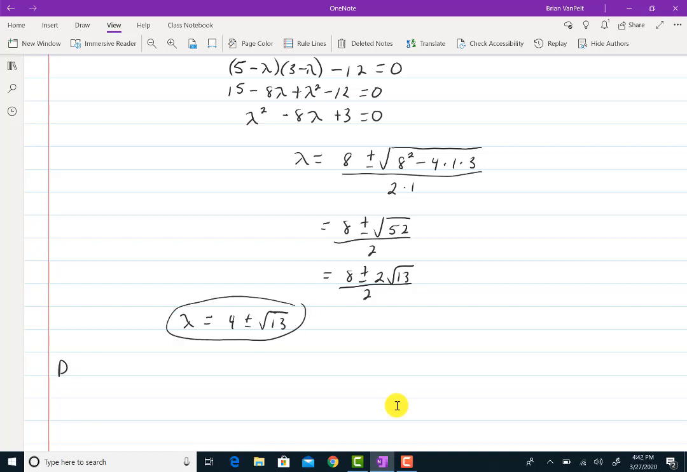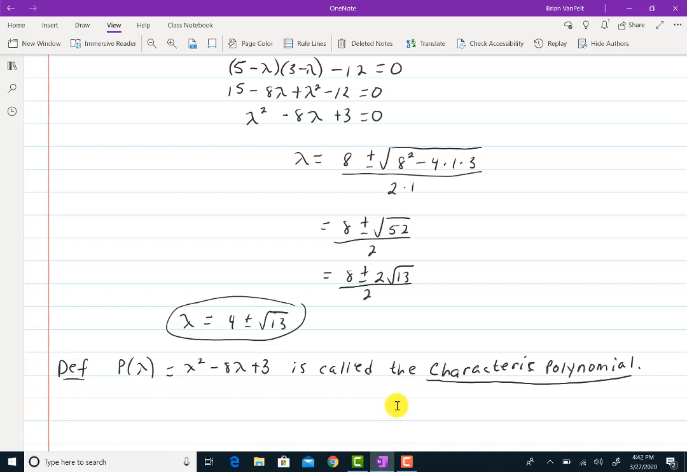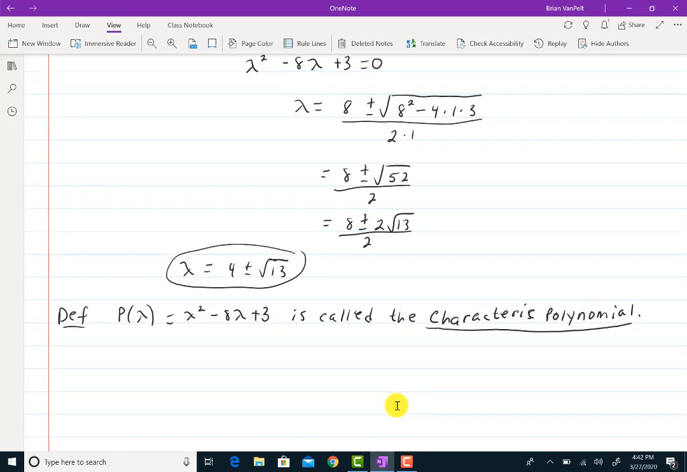Let me, I guess, throw in a couple of definitions here. I don't know what we're going to call them. P of lambda, which equals lambda squared minus 8 lambda plus 3, is called the characteristic polynomial. And then when I had lambda squared minus 8 lambda plus 3 equals 0, that was called the characteristic equation.